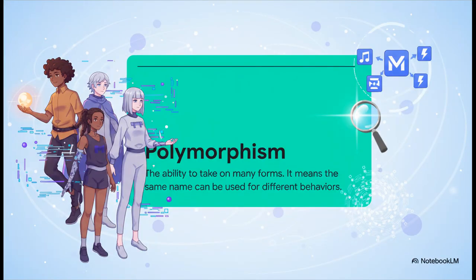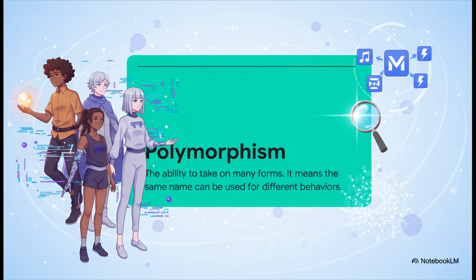The name sounds super complicated, but the idea is actually pretty straightforward. It just means many forms. So in practice, you could have one single command, like draw. But with polymorphism, that one command can tell a circle object to draw a circle, a square object to draw a square, and a triangle object to draw a triangle. One name, many different outcomes depending on the object.